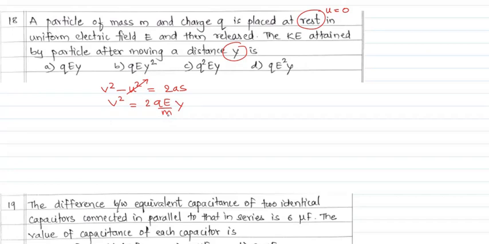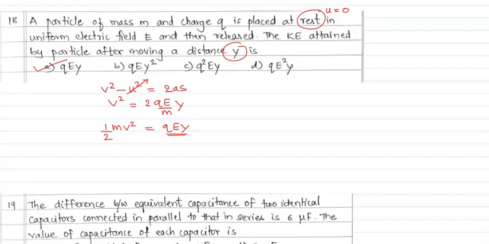So I want kinetic energy. m and 2 I will take to the LHS. So it will be mv squared, 2 I will take to the LHS, 1 by 2. Remains is qE into y. So half mv squared is nothing but kinetic energy. So qE into y. Option A is our answer.